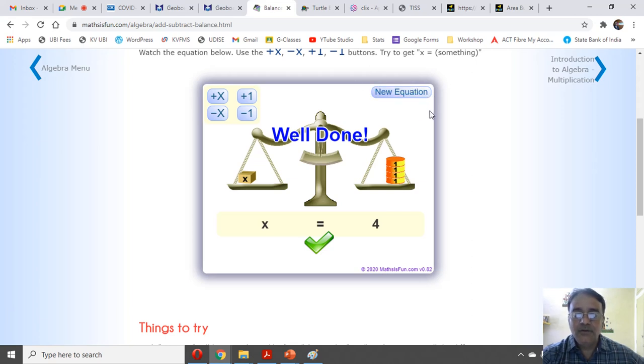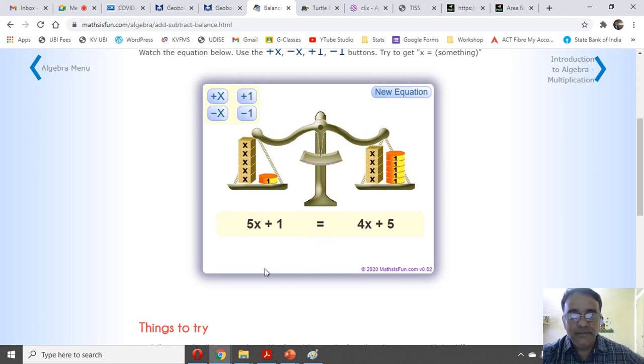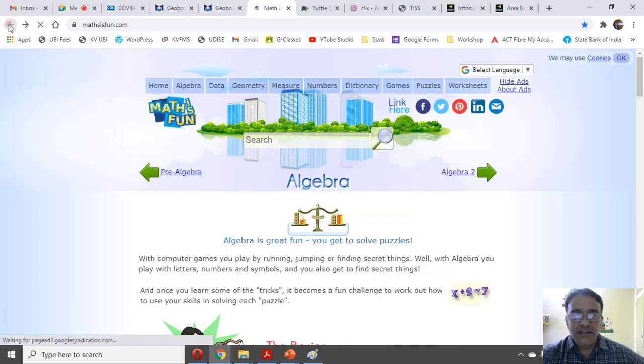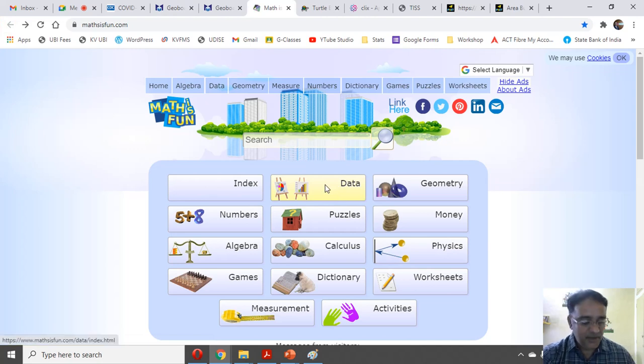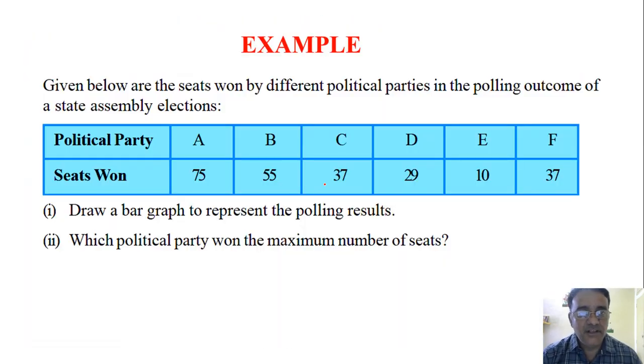And if you want to take another equation, you have to click here, new equation. Another equation will come up. In this, one more very interesting app is there, the data app. Okay, that I will show by using this example. The given data are the seats won by different political parties in the polling outcome of a state assembly election. Six parties are given: A, B, C, D, E, and F, and the seats won are 75, 55, 37, 29, 10, 37.